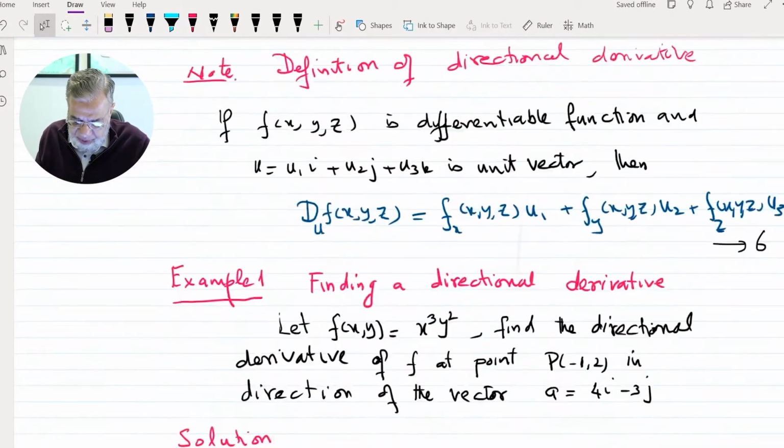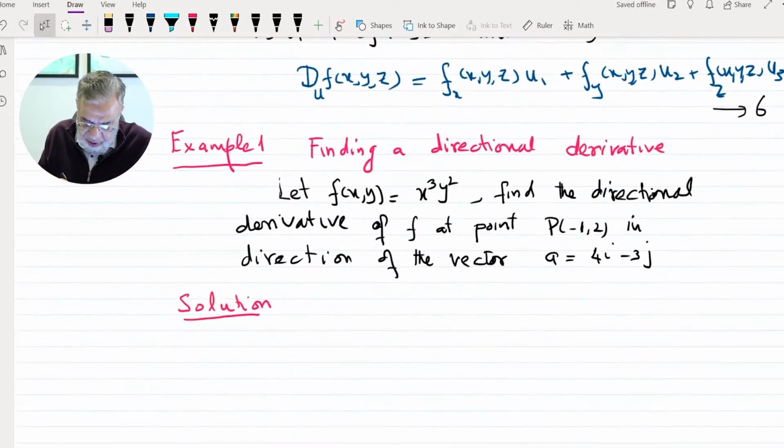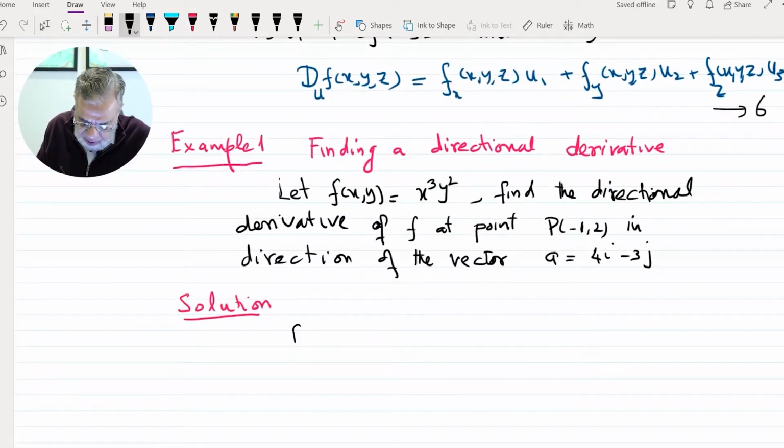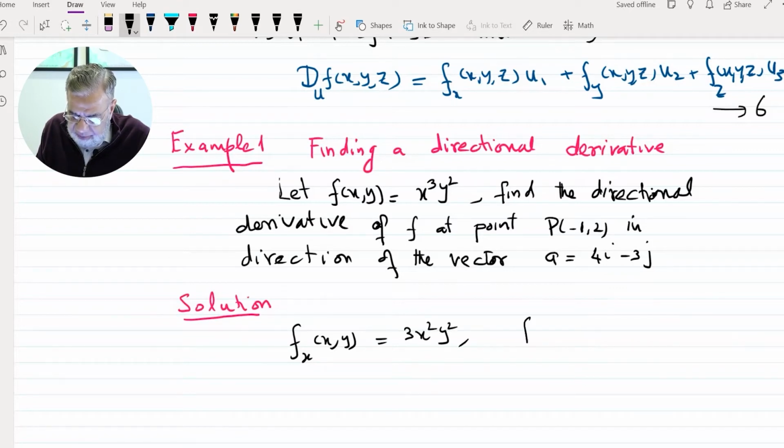So I go step by step. First I find the partial derivatives. I find f of x, the partial with respect to x. My y is constant. I get 3x squared y squared. Then I find my derivative with respect to y, that's partial y. Again, my x is constant. I get here 2x cubed y.